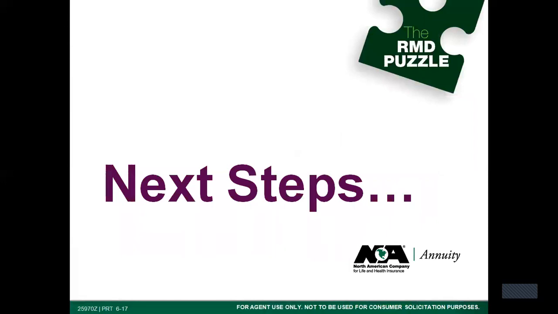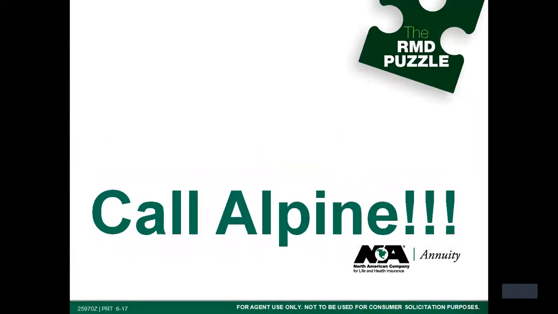All right, so what are the next steps here? I tell you what, super simple. Call Alpine Brokerage. If you don't have the number written down, I'm going to go ahead and give it to you real quick. 866-777-2006.